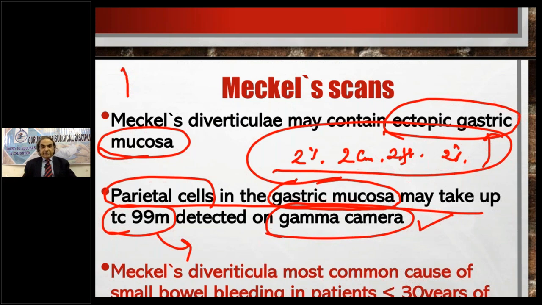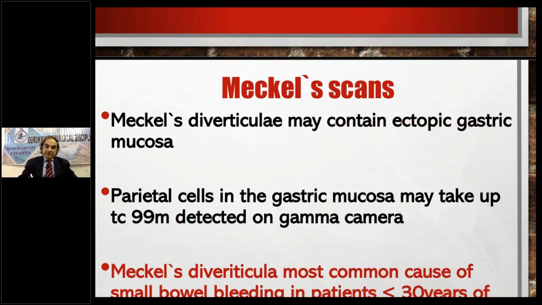I mentioned it here as the bottom line. It's the most common cause of small bowel bleeding in patients less than 30 years of age. Will you remember that? Most common cause of hemorrhage in patients that are less than 30 years of age is Meckel's diverticulum with P cells in the gastric mucosa, which is ectopic, which will pick up technetium 99m.